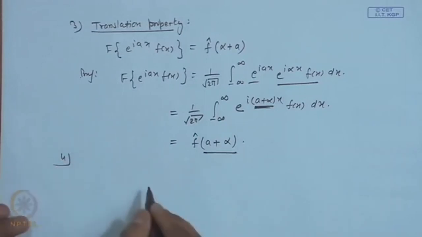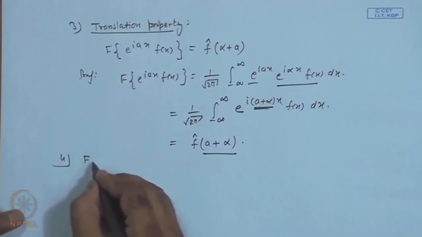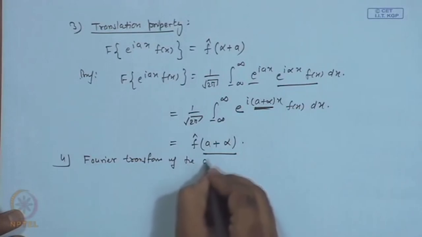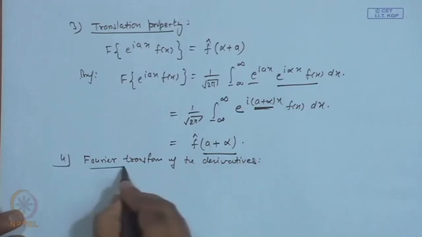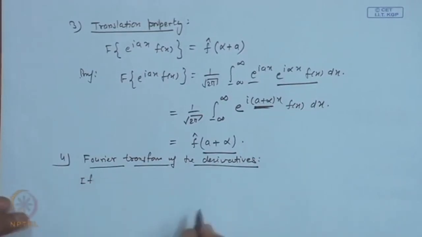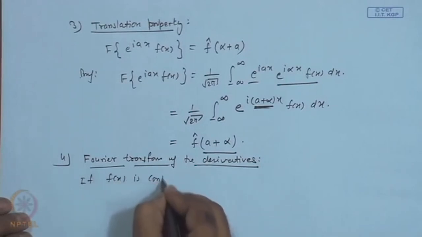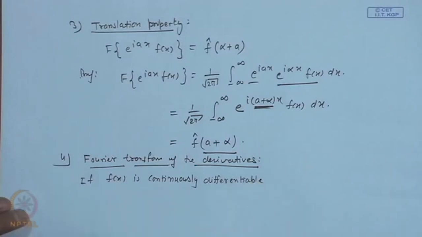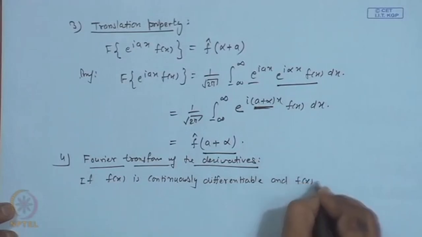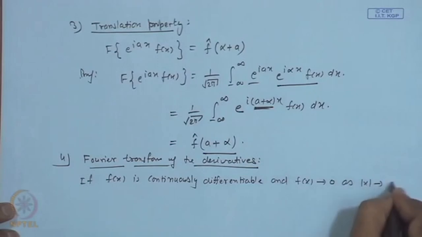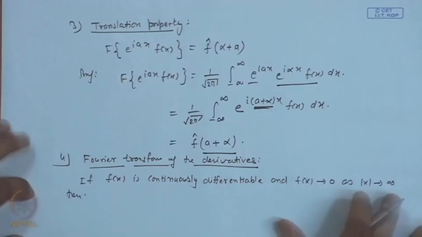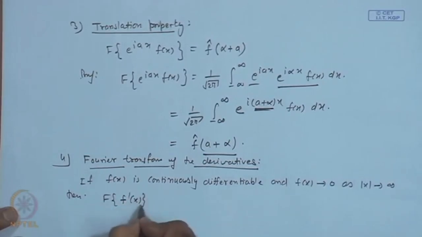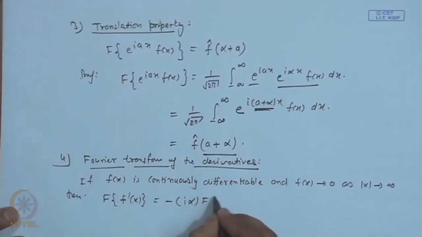Now the next property is the Fourier transform of the derivative, the most important one, which will be used for the application. In this case we have to make some assumptions: f(x) is continuously differentiable, so the derivative is also continuous, and f(x) approaches 0 as mod x approaches infinity. This ensures the existence of the Fourier transform of the derivative. Then the Fourier transform of f prime(x) will be minus i alpha times the Fourier transform of f(x).